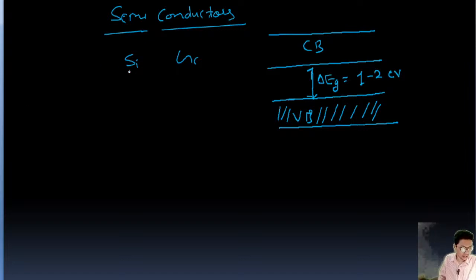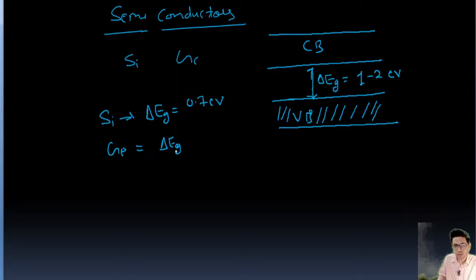If you talk about silicon, the band gap delta Eg is 0.7 electron volt. If you talk about germanium, Ge, the energy band gap delta Eg is 0.3 electron volt. So this is the band gap for silicon and germanium. The band gap between conduction band and valence band for a semiconductor is between 1 to 2 electron volt, which is very small.